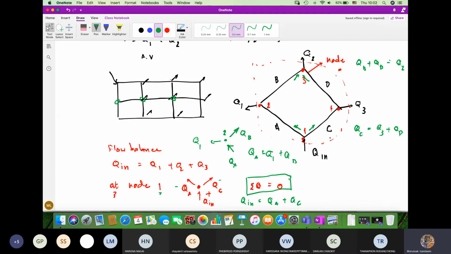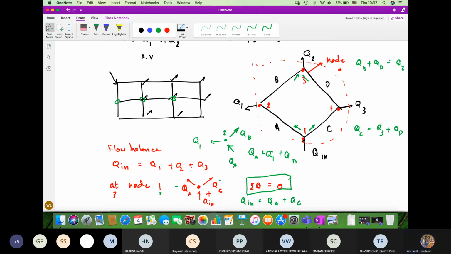Okay, but this one is just what you have to do in the hydraulic lab. So you only study a very simple loop, just one loop. But in reality, there are a number of loops, uncountable loops. This is the characteristic of pipes connected in series like this.